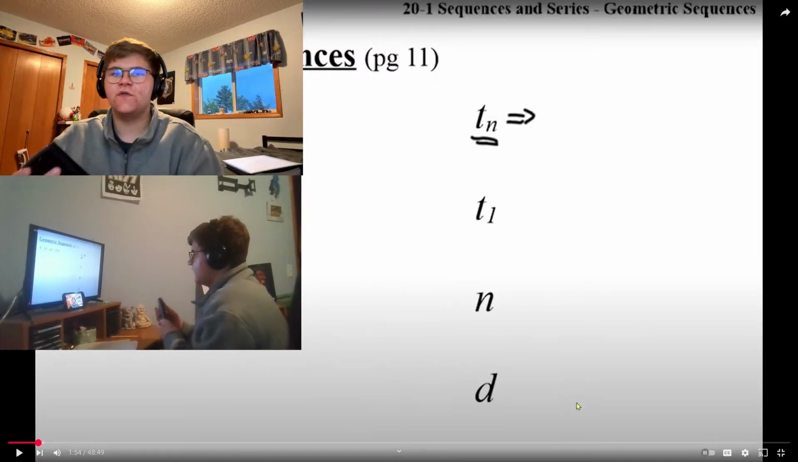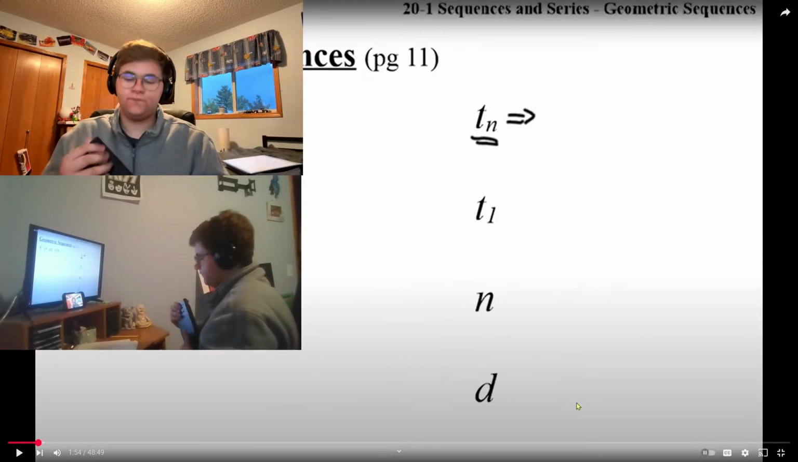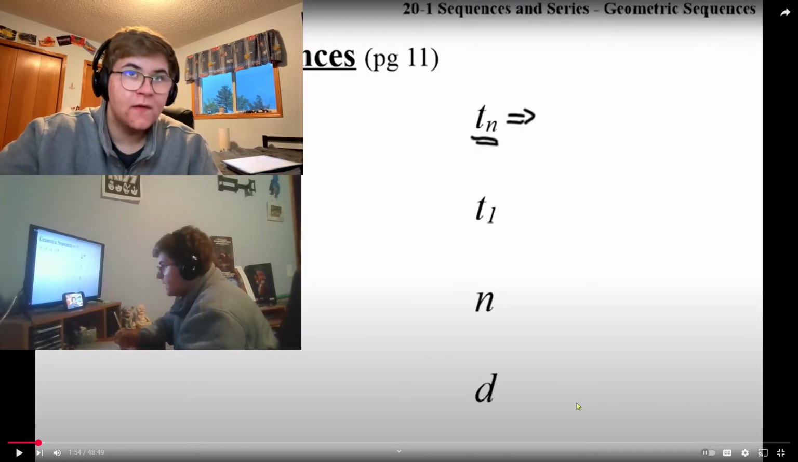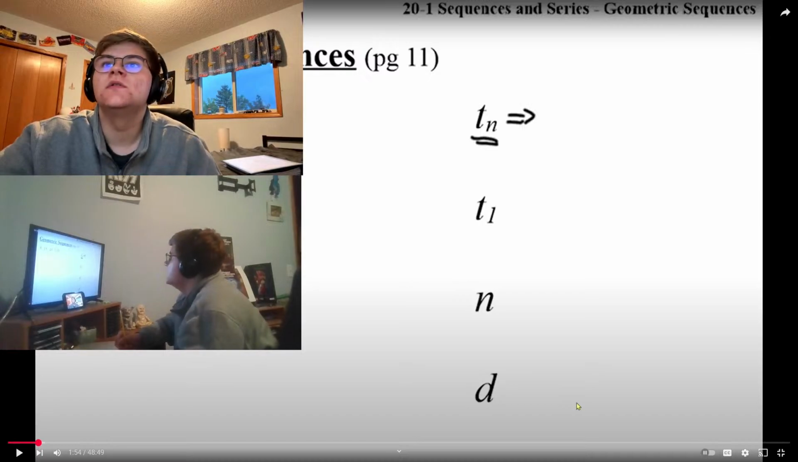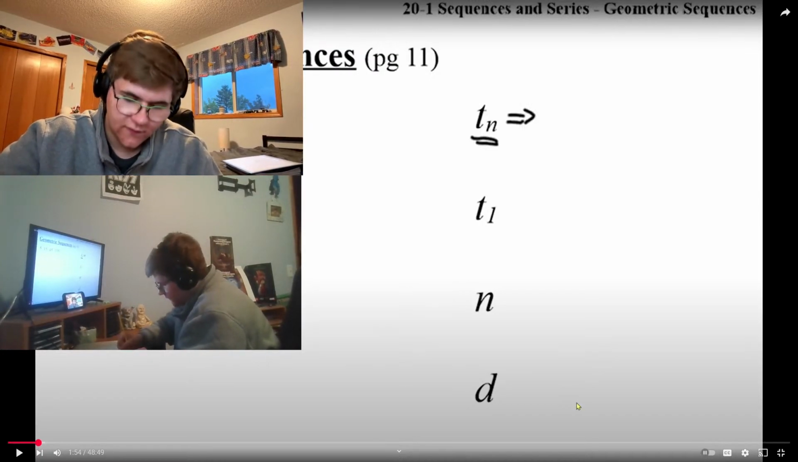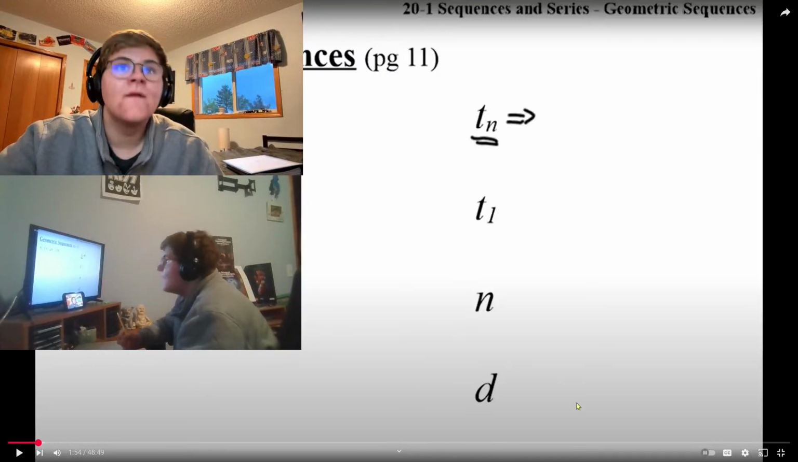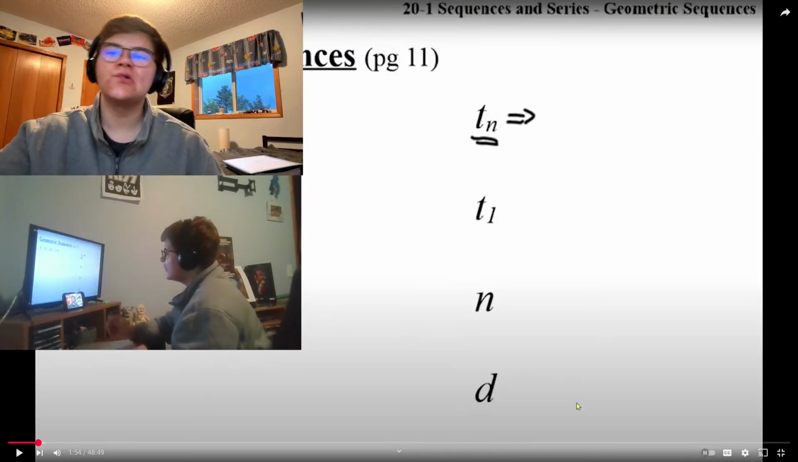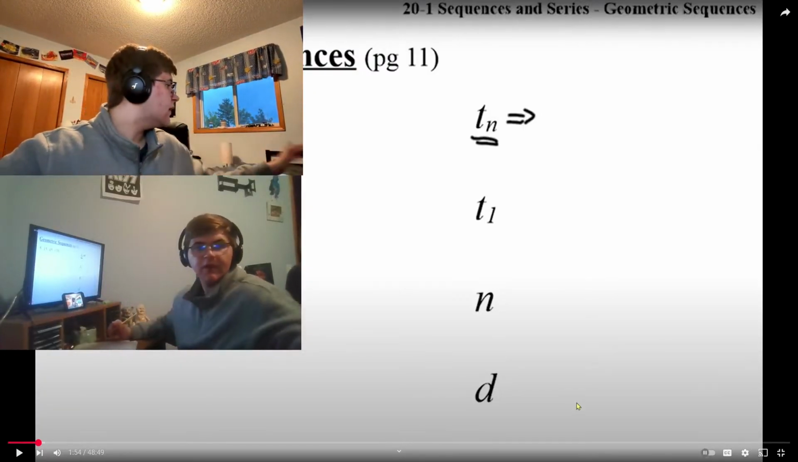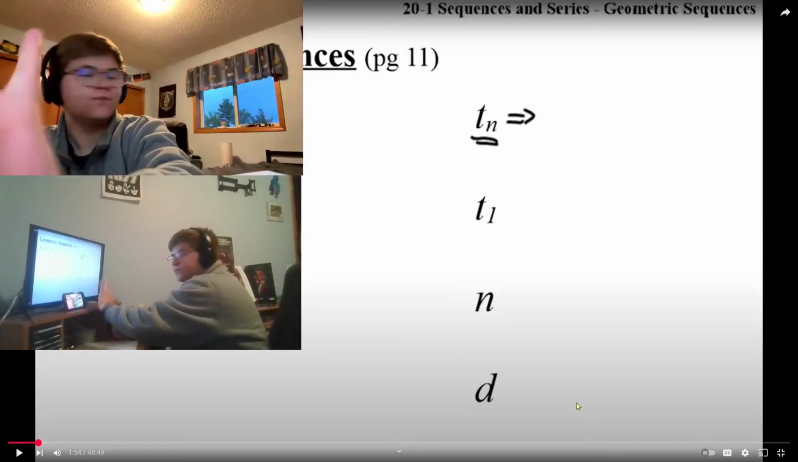So basically, you just have to figure out which one's which. Okay. So, Tn is question mark because we don't know what the term number is. Term 1 is 5. n equals... Wait, is there an r there? I literally can't tell because my phone is here.